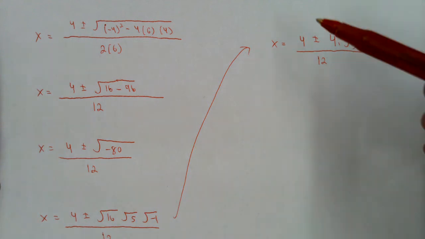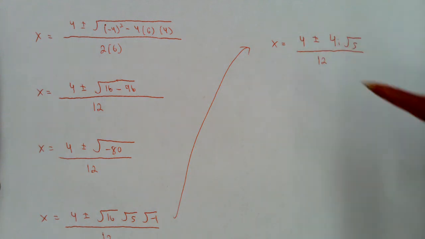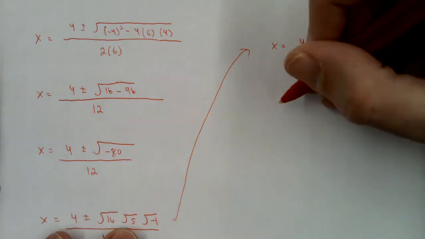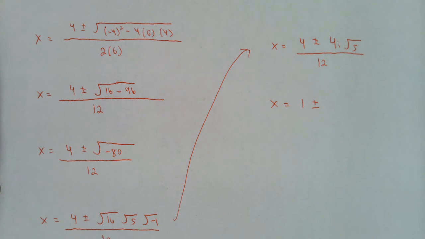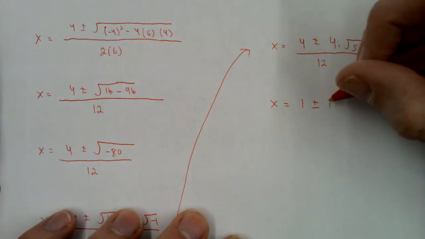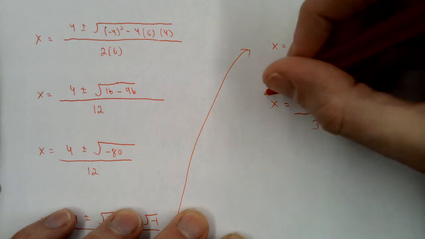And now again, these three numbers all have a common factor. In this case, it's 4. So we'll divide each one by 4. We'll get the following. x equals 1 plus or minus 1i, so I'll just put i, square root of 5, all divided by 3. And that's the final answer.